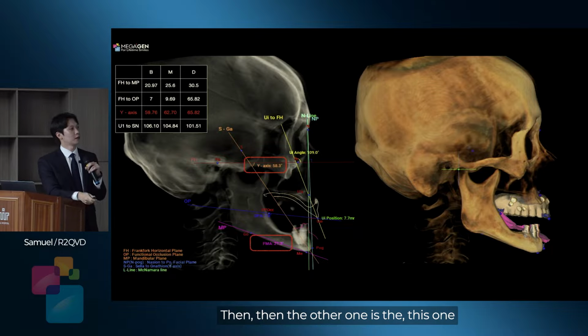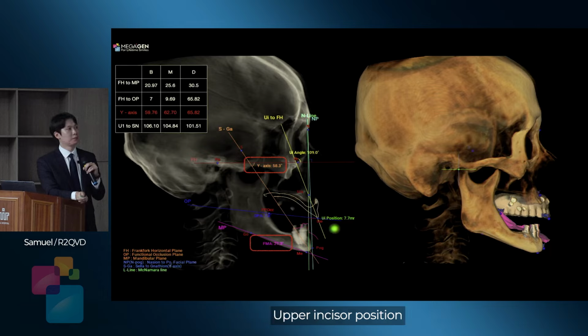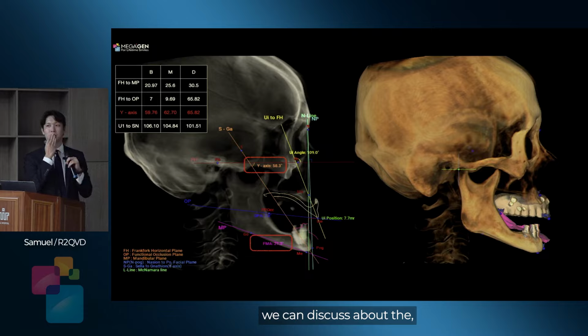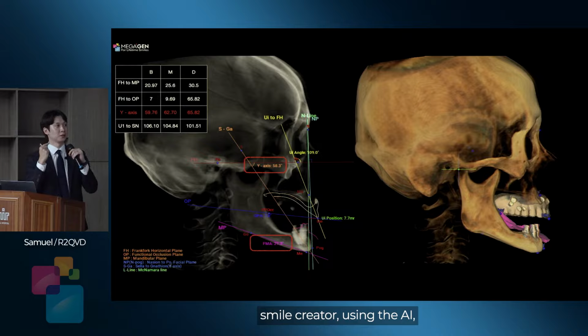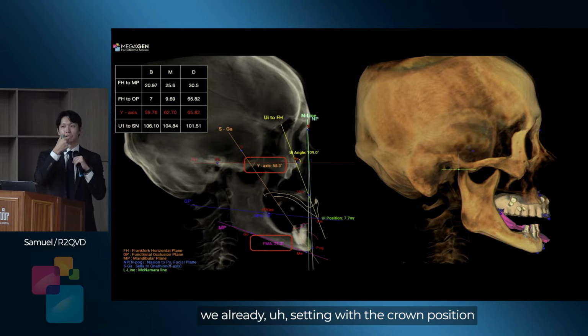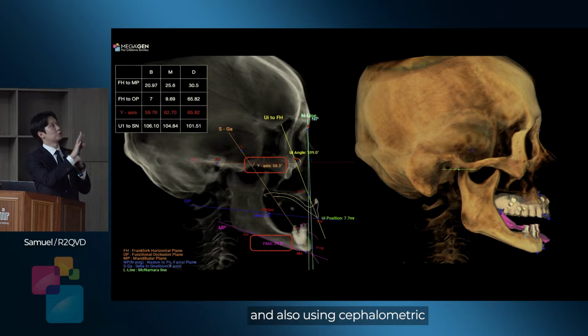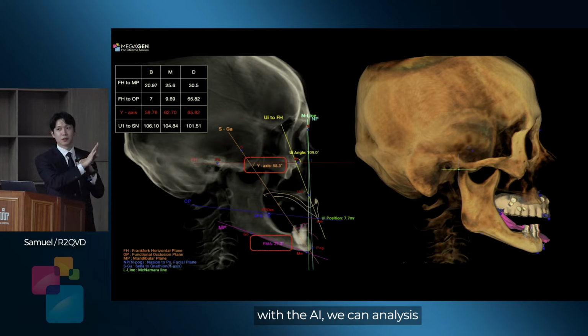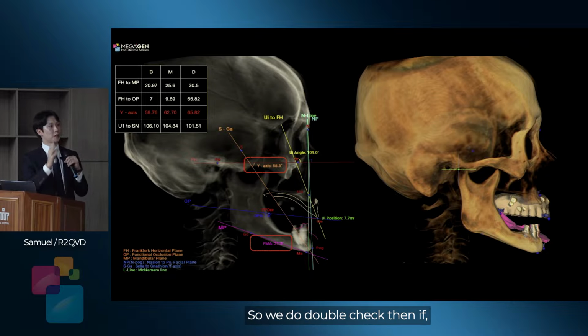The other one is the upper incisor position. It's the same, based on the FH plane to N9, we can discuss whether this tooth is correct or not, too prone or not. So using the smile creator with the AI, we already set the crown position, and also using the cephalometrics with the AI, we can analyze whether it is correct or not. So we do a double check.